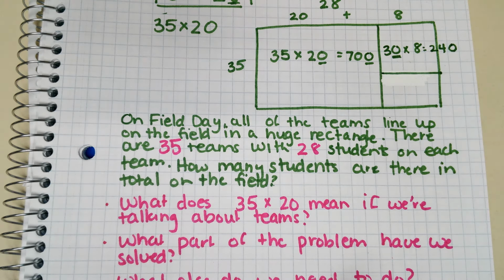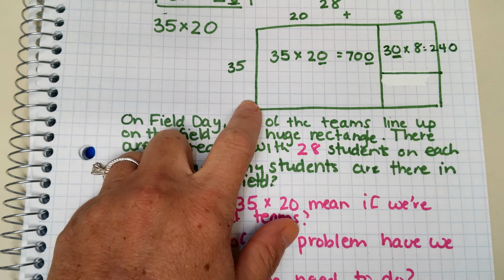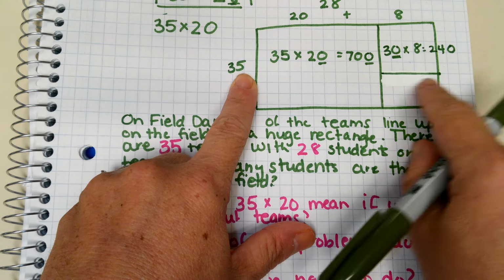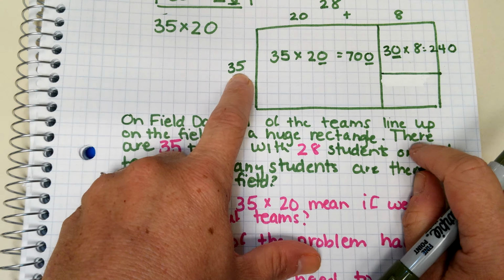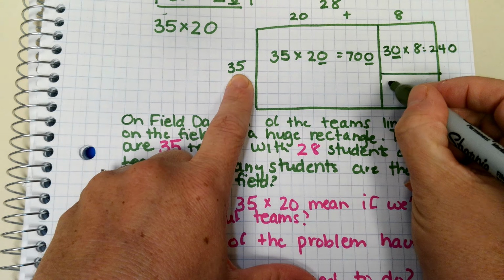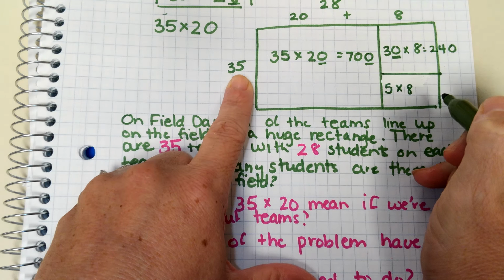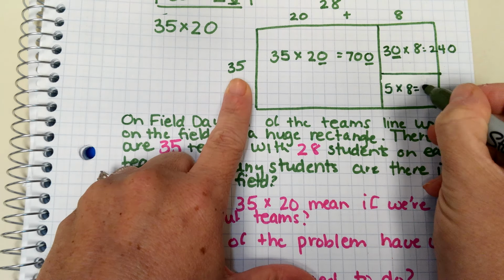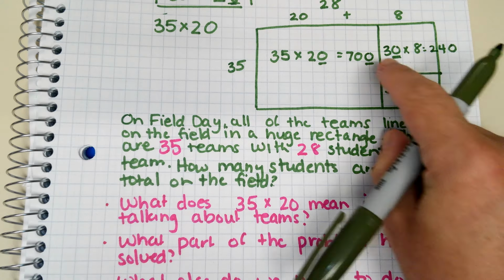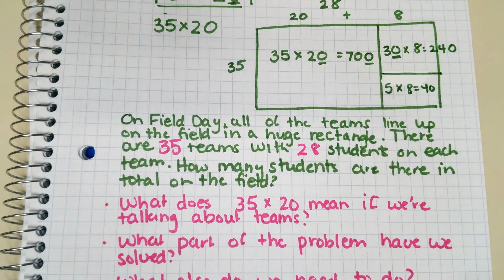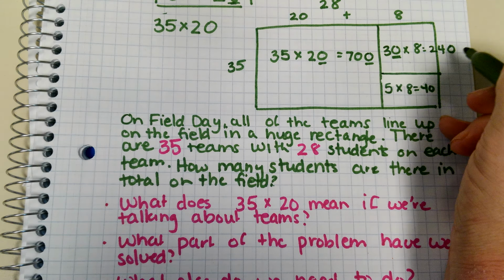Now I was able to do that part in my head. Now we have to think about what is left. Remember, here I still have the 5 and I still have the 8. The 5 is in the ones column, so I can write down 5 times 8, which equals 40. And then I have to take all 3 of my equations. I'm going to line them up very nicely and neatly.